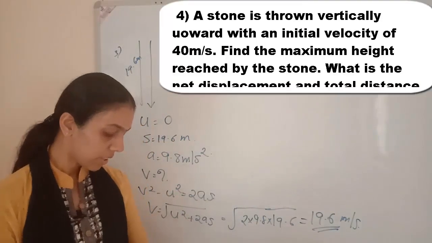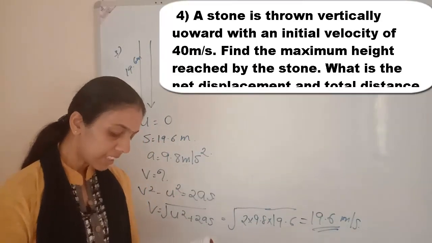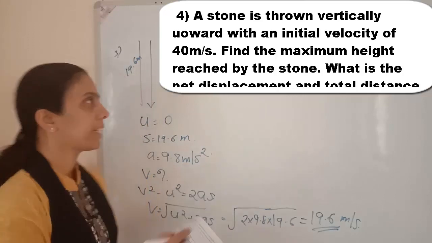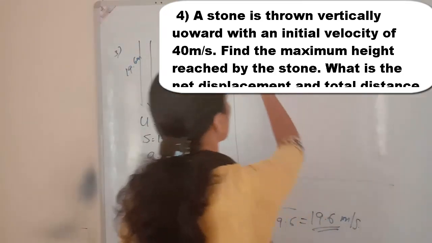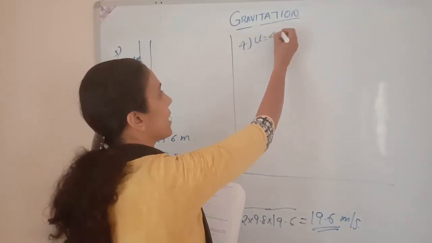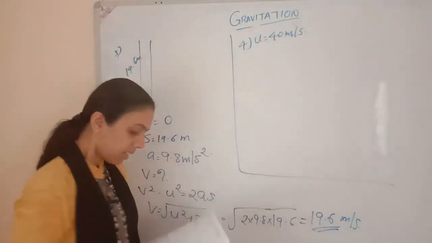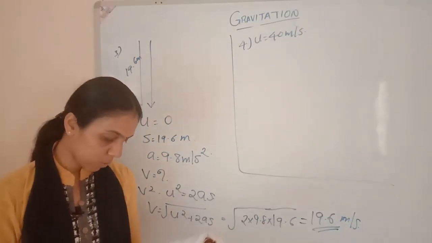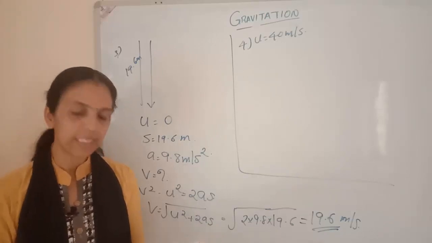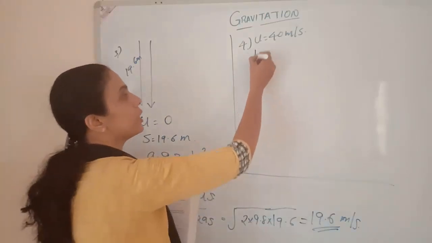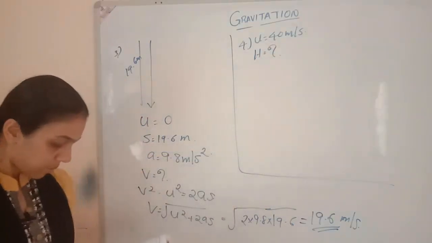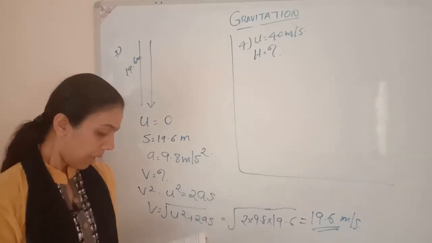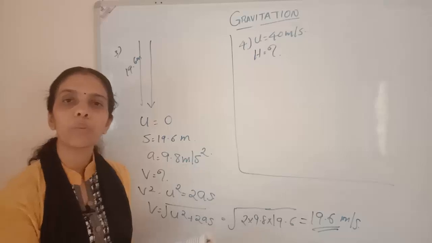Okay. So the next question is, a stone is thrown vertically upward with an initial velocity of 40 meter per second. So initial velocity is given as 40 meter per second. Taking g as 10 meter per second square, find the maximum height reached by the stone. So maximum height we should find out. Okay, so what is the displacement and total distance covered by the stone?